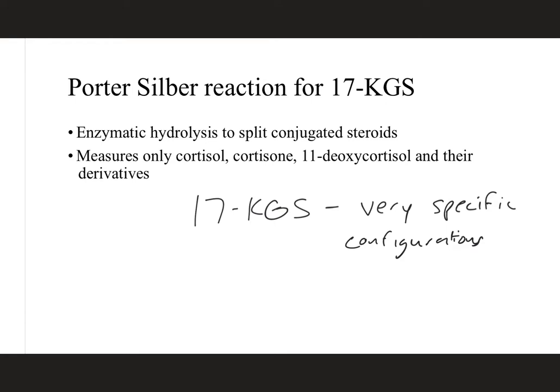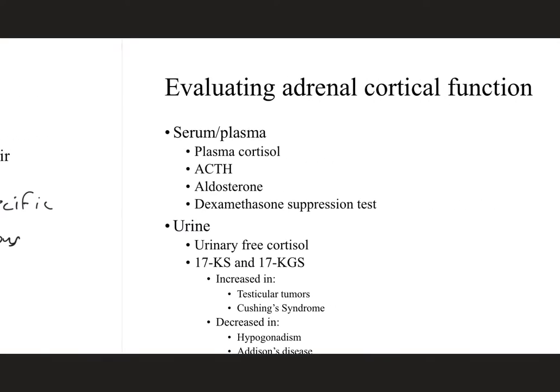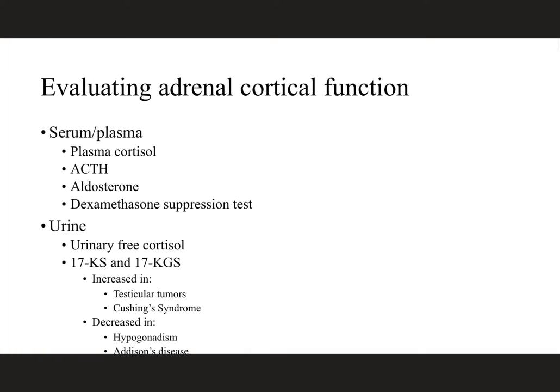All right. Now we're going to get into the fun stuff in terms of what these results mean. With evaluating our adrenal cortical function, we can do tests on serum and plasma. We talked about plasma cortisol and ACTH. We can measure aldosterone. And then the other one I talked about was the dexamethasone suppression test. That's the one I'm going to spend a little bit of time on to give you an idea of what's going on.